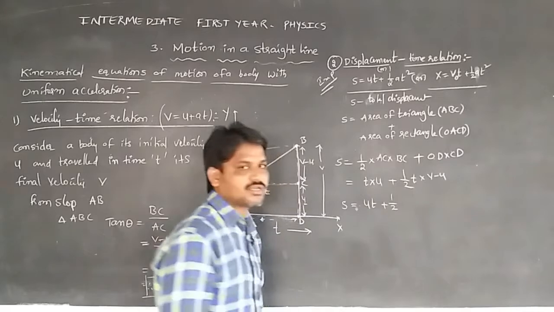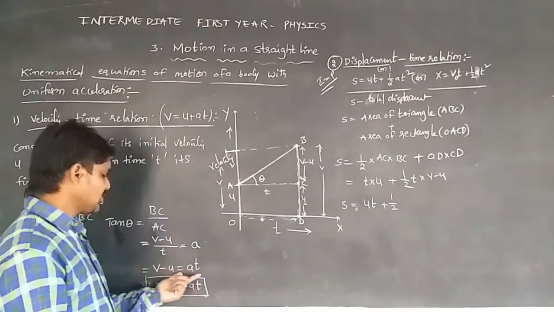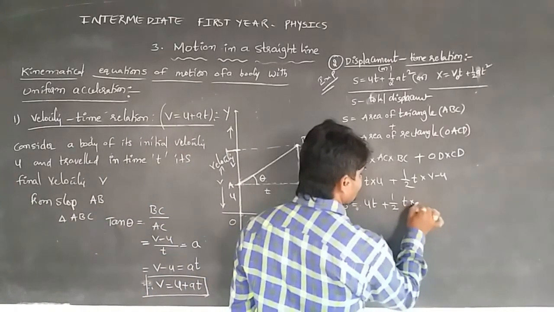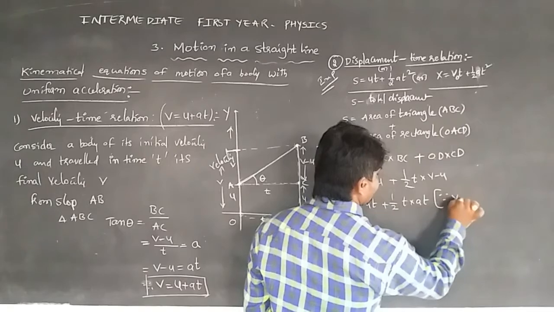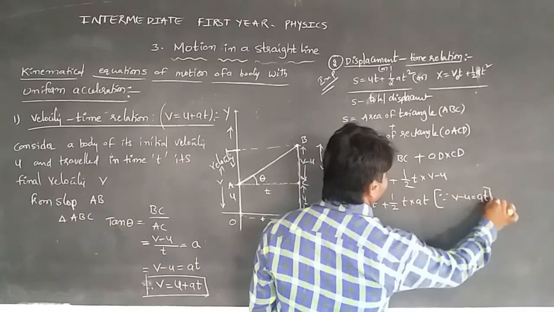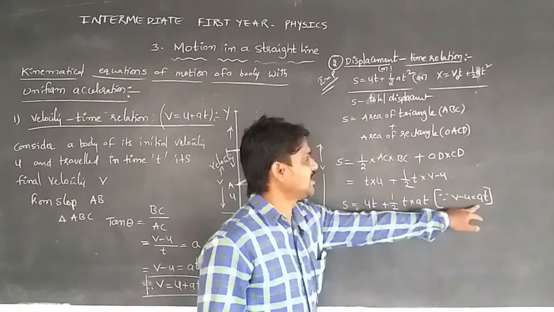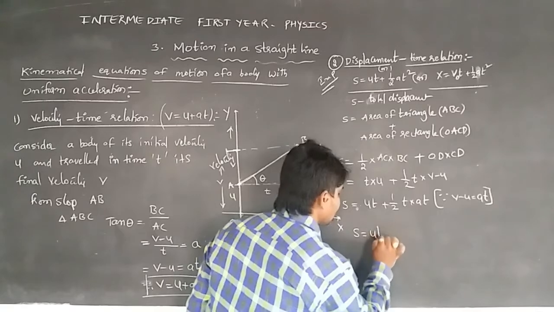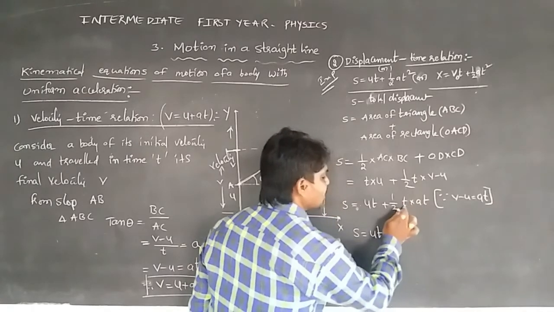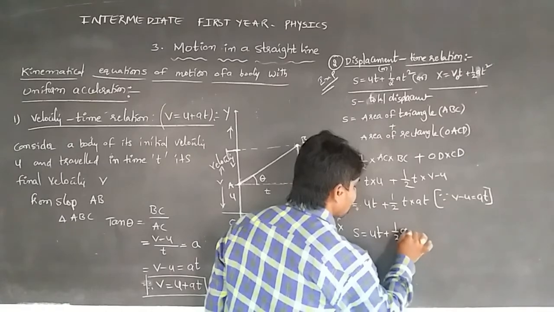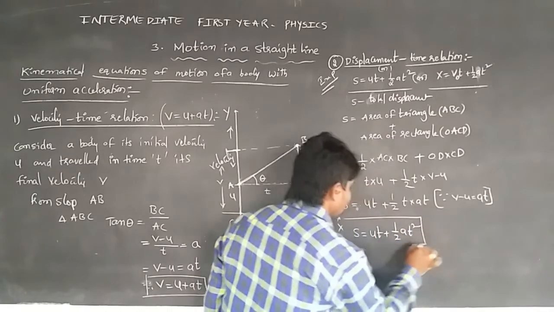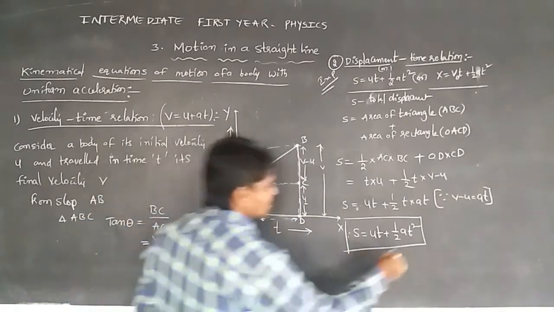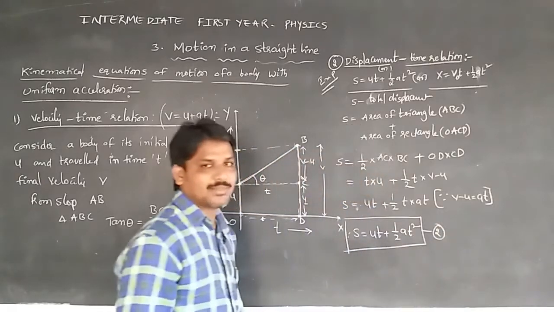We know that from the relation, V minus U is equal to AT from the kinematical equation. Since V minus U is equal to AT, we are writing that half T into AT. So from the relation we can write that S is equal to UT plus half AT square. This is the second equation for the kinematical equations, and the first one was before.